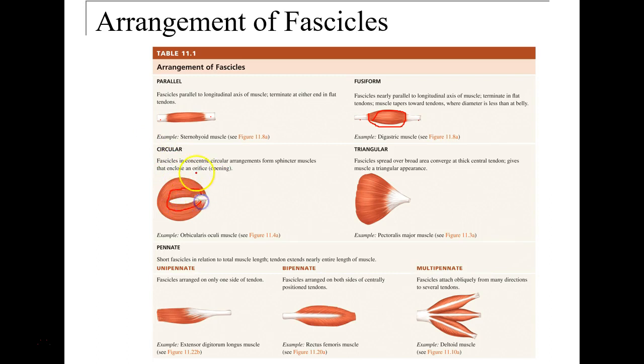So you can think of around the eye, we'll see the orbicularis oculi muscle. The triangular, so think of the pectoralis major. All these fascicles are spread out in a broad pattern and condense into one tendon there. Pinnate, we have uni, bi, and multi-pinnate. This is going to be the fascicles arranged on one side of the tendon on unipinnate, both sides of the tendon on bipinnate, and then multi-pinnate, we have multiple tendons with multiple arrangements of the fascicles.